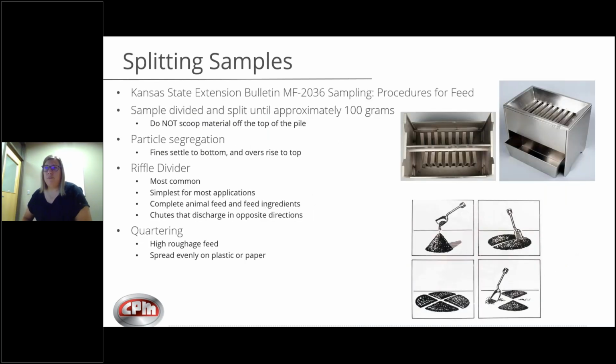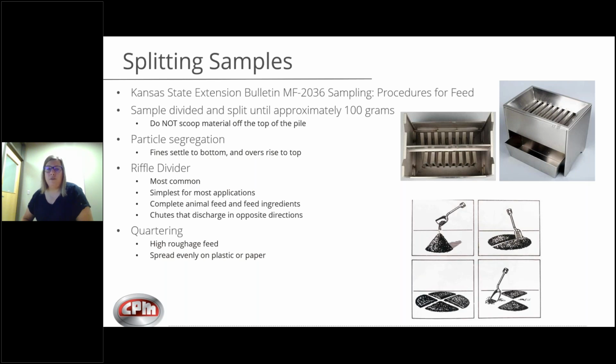So after we've obtained that representative sample, that's where we're going to split and divide it, and then from there do the analysis. And so we want to split and divide that representative sample down to approximately 100 grams. And it's important that we don't scoop this material off of the top of the pile or off of the top of our sample bucket. This is because we do experience particle segregation, where those fines tend to settle to the bottom and the overs or the larger material rise to the top.